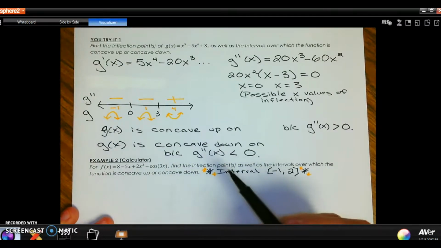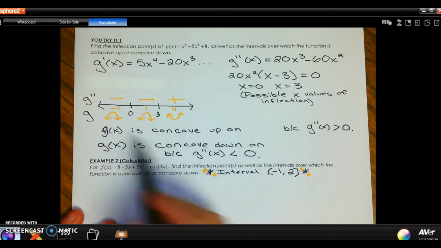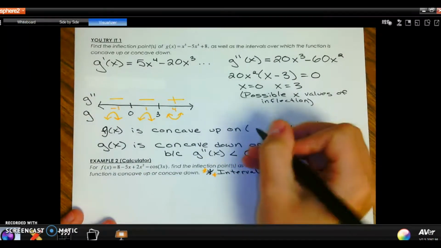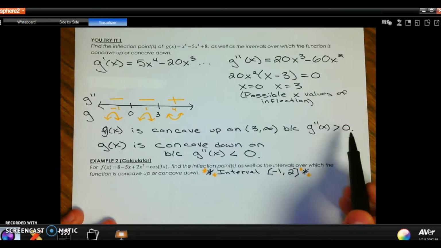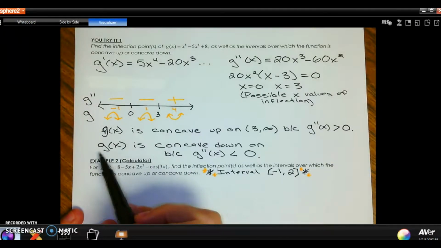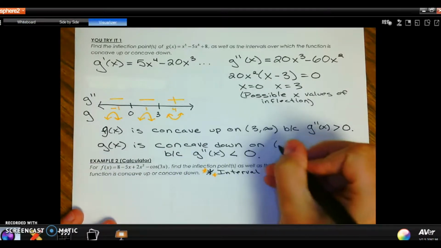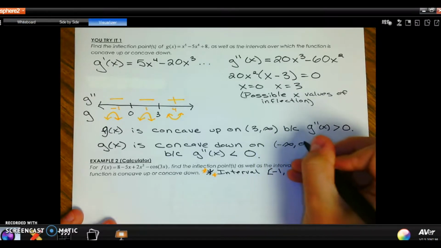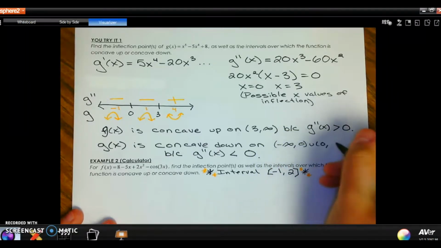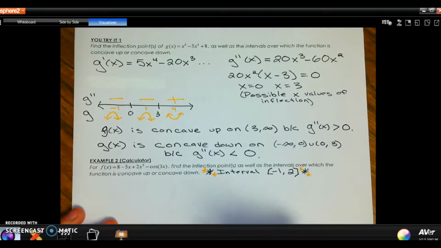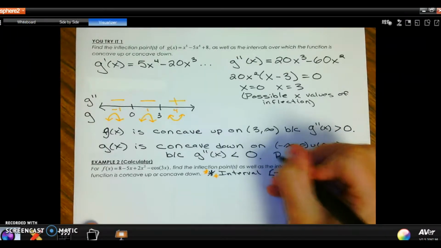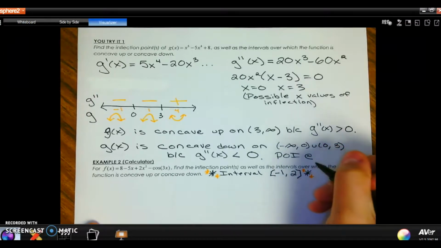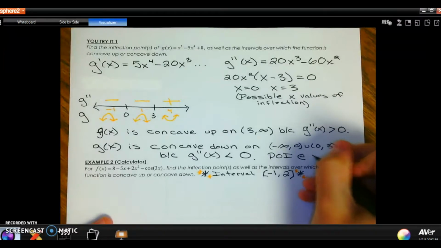So kind of my conclusion here, we'd say g of x is concave up on the interval 3 to infinity because the derivative there is positive. And we say g of x is concave down from negative infinity to 0 union 0 to 3 because the derivative there is less than 0. So we have that being negative. And there is a POI, a point of inflection, at x equals 3.